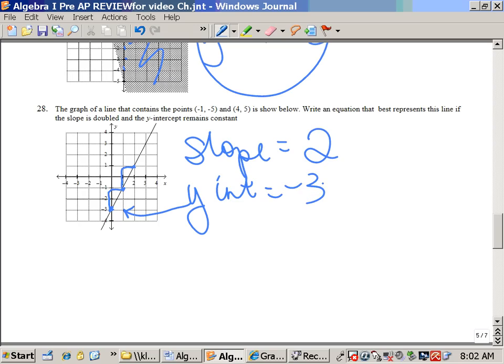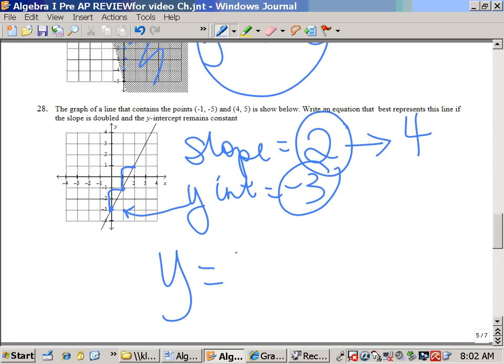So it tells me I need to double the slope. So what's the new slope going to be? 4, and keep the y-intercept the same. So that's going to be y equals 4x minus 3.